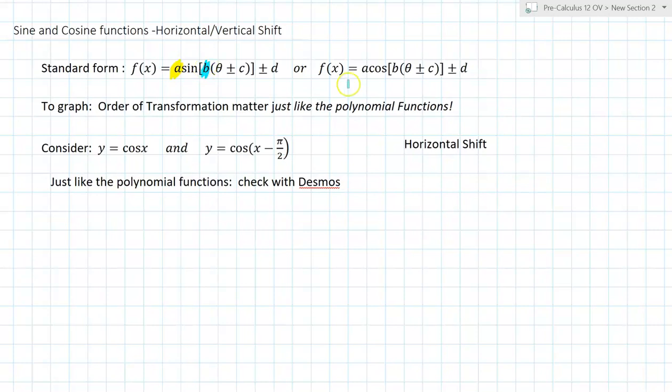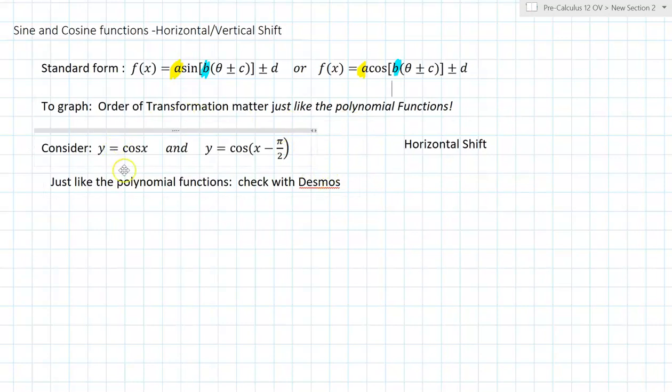Now notice that both of them are the same. I used sine and cosine interchangeably so that you can see that they are exactly the same. All right, in terms of the function transformation, that does not change. Now we're going to deal with the plus or minus c and plus or minus d. So I want you to consider the order of transformation when you deal with the trigonometric functions. It's exactly like the polynomial functions.